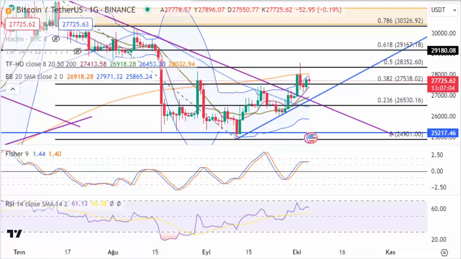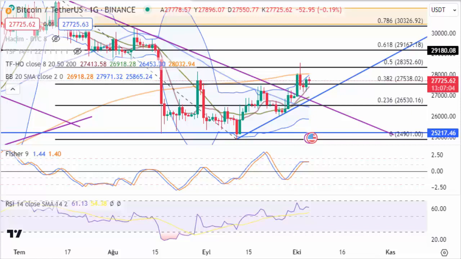Now, let's analyze the 4-hour time frame. The price has broken above most of the moving averages, which is a positive sign. It has also reacted positively to the 0.382 Fibonacci level, which suggests a potential rise to around $28,352, corresponding to the 0.5 Fibonacci level.